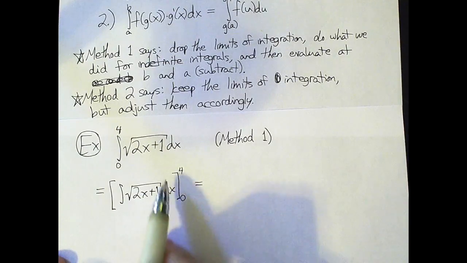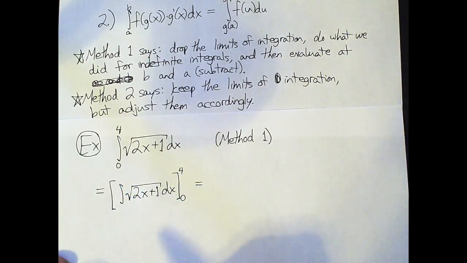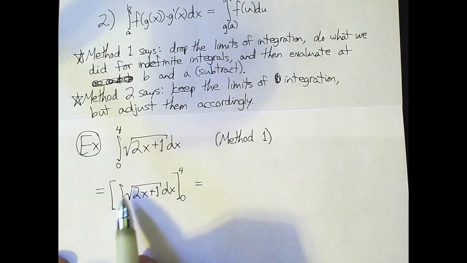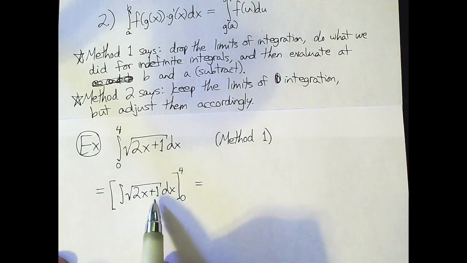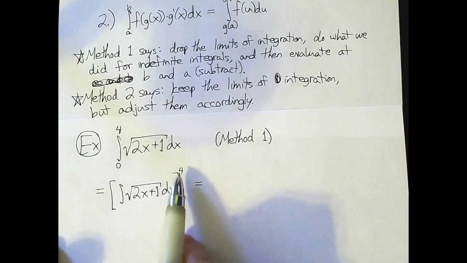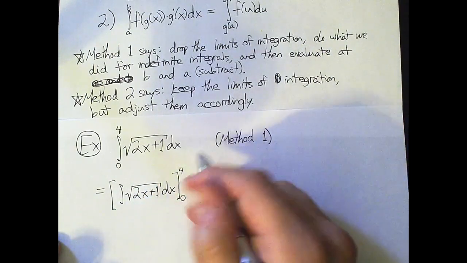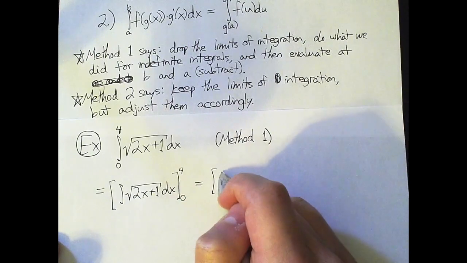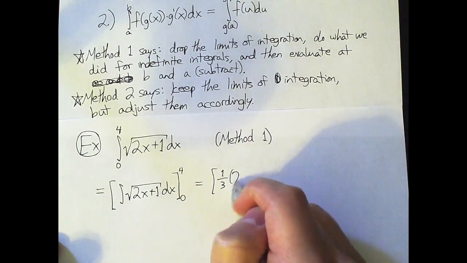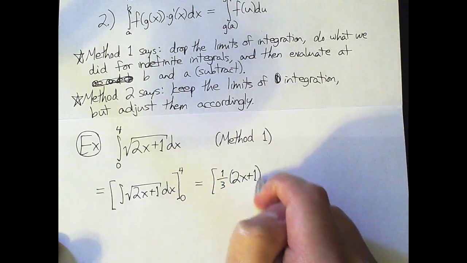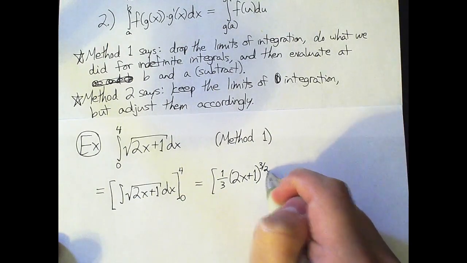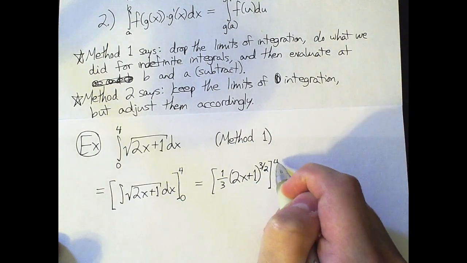Order of operations says we should do what's inside the brackets first, save the 4 and the 0 for later. So we would do what we did earlier on this problem and just ignore the 4 and the 0 and treat this like the problem we did earlier. We showed some steps for it earlier, and I think we got 1/3 (2x plus 1) to the 3/2, and the 4 and the 0 are still out there.